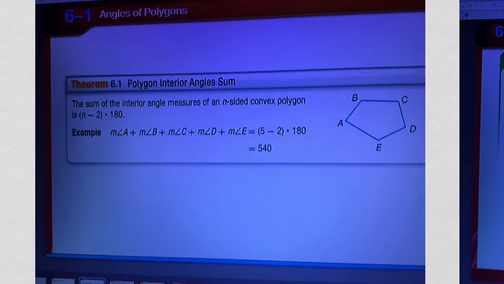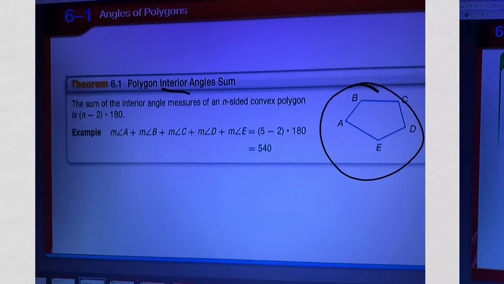First thing we need to talk about is what is a polygon. It's a shape that has flat sides, and it's got to have 3 or more sides and be a closed shape. So here is an example of a polygon. What we're going to talk about mostly today is the measure of angles in a polygon.